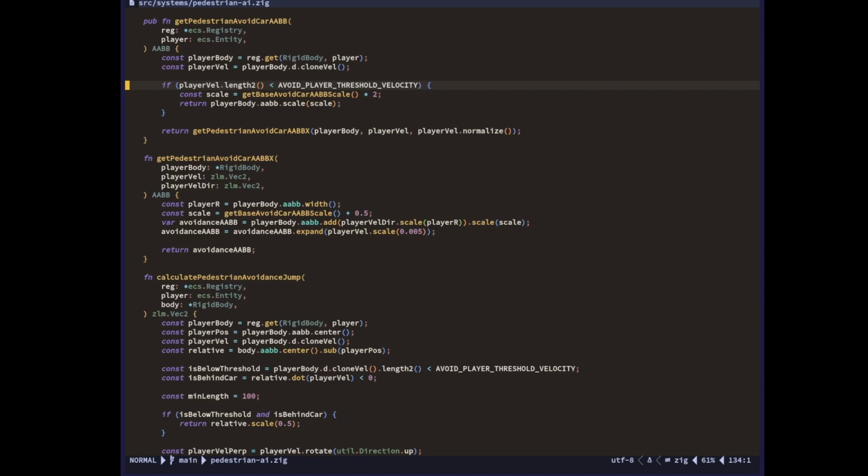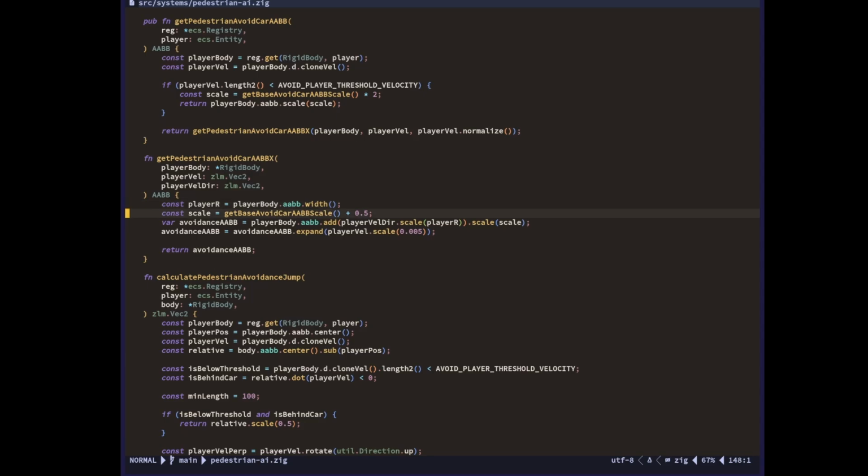And so we have a check here that checks if the speed is slow enough, and then we just calculate the rectangle, which should be the player car rectangle, which is this AABB here, and we scale it up by some amount, so it will be scaled a little bit so that pedestrians that are around the car will get inside of this rectangle and move away. If the car is moving fast, though, we want the rectangle to be in front of the car where the car is going, which we calculate over here.